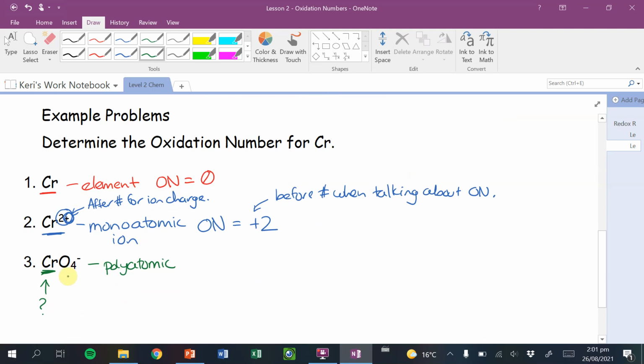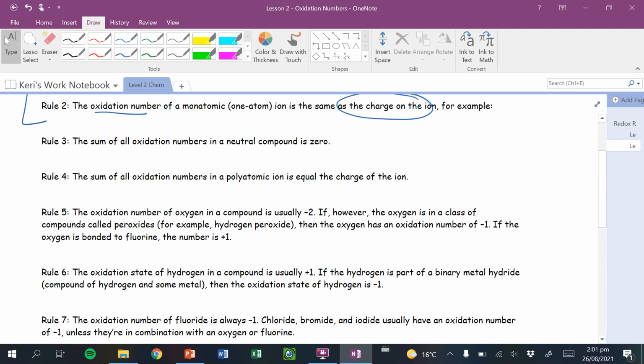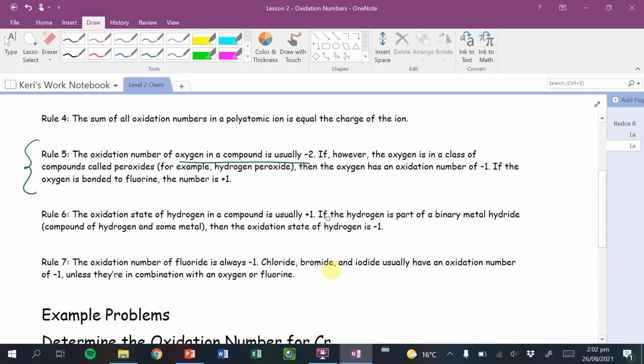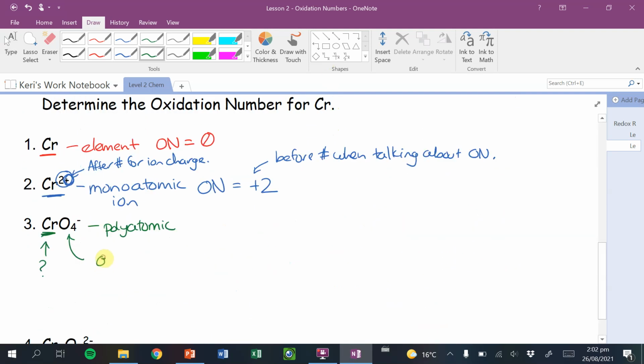Next here I have is oxygen. So oxygen, I actually do have a rule for, and that's rule number 5. It says the oxidation number of oxygen in compounds is usually -2, with the exception of if it's in a peroxide or if it's with a fluorine. When I look at this one down here, it's not hydrogen peroxide. It is not with fluorine, so it's going to follow the oxidation number of -2, following that rule number 5. So oxygen's ON is equal to -2.